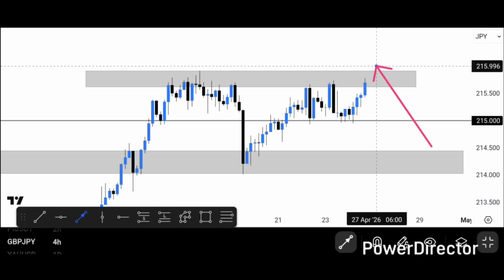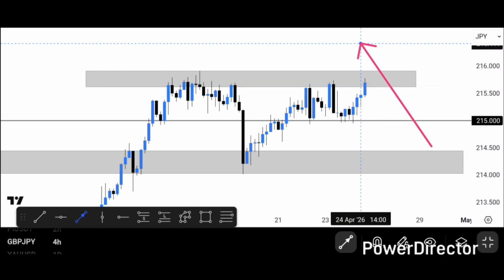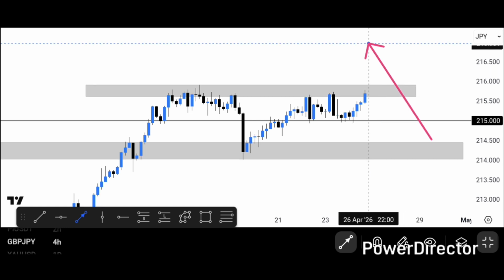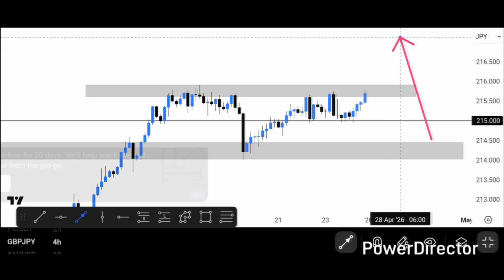Now what can you do in this scenario? What you do is wait for price to break above to make a new high. And if you make a new high, what you do is wait for price to retrace. Once you get the retracement, you look for a zone that price is going to use as a new higher low zone, and from the higher low zone you continue buying up.